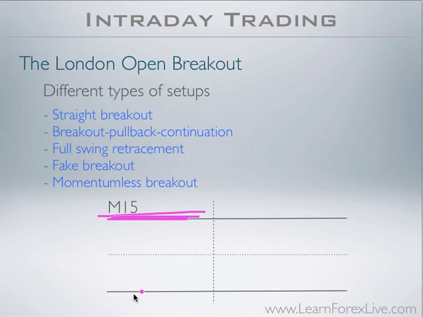Higher boundary of the Tokyo range, lower boundary of the Tokyo range. Let's assume a breakout to the upside. As per the breakout pullback continuation pattern, in the 15 minutes time frame, we were looking to find this type of entry pattern. Okay, a breakout pullback continuation pattern.